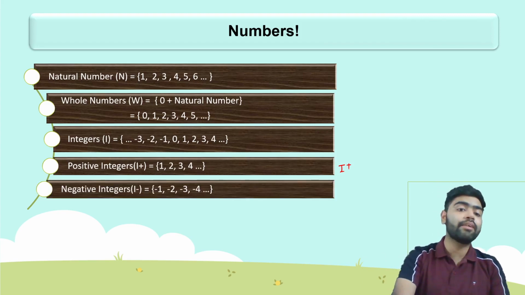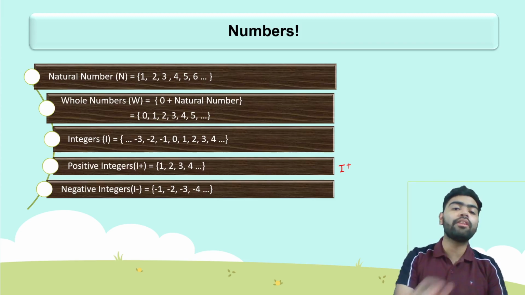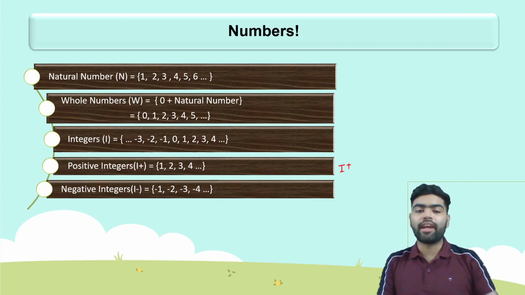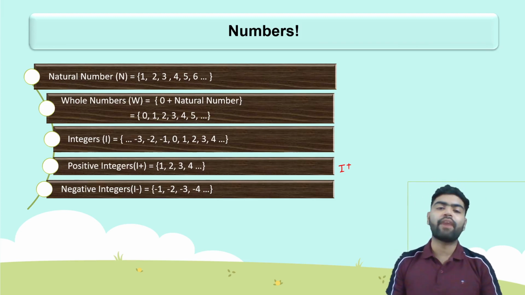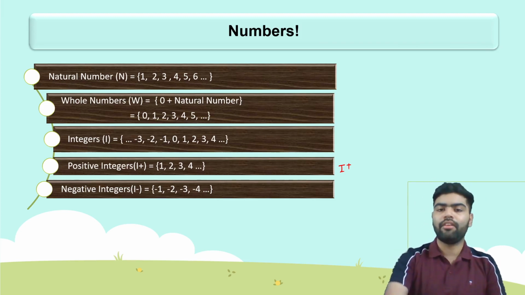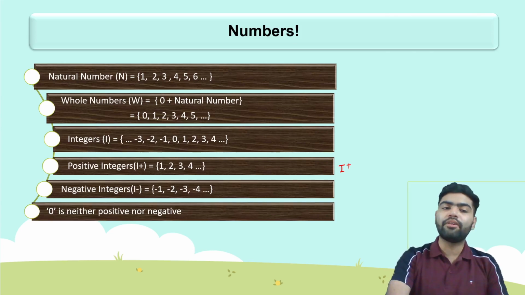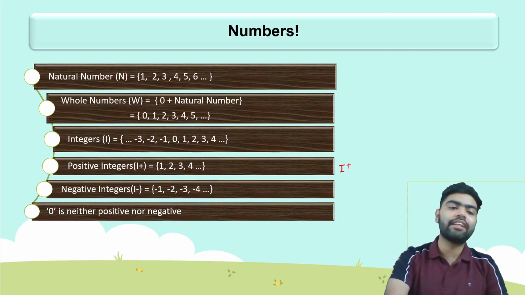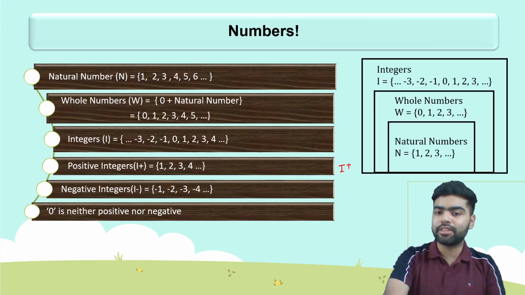And what are negative integers? Negative integers are all the integers to the left of 0. Those are -1, -2, -3, -4 and so on. All right, okay, and 0 is what? It is neither positive nor negative. So that is your summary for this chapter over here. Okay, that is the summary of whatever we learned in this video and in the previous video.